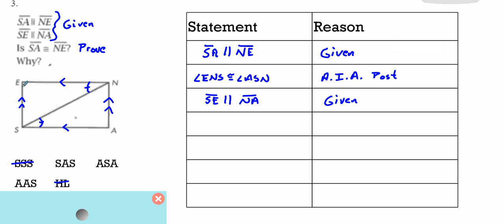If we know that SE and NA are parallel, segment SN is a transversal. And we know that when we have a transversal intersecting parallel lines, the alternate interior angles are congruent. So in this case, we're going to name this one ESN. ESN is going to be congruent to ANS. Same explanation as before: alternate interior angles postulate.